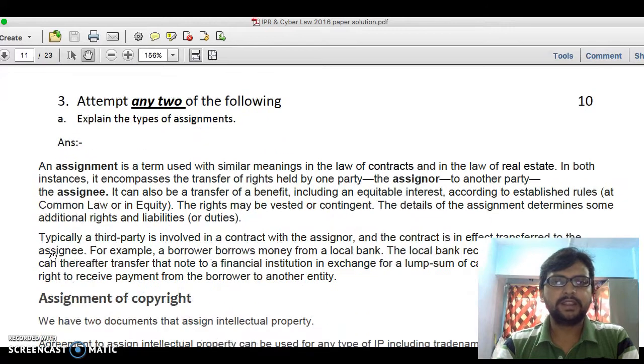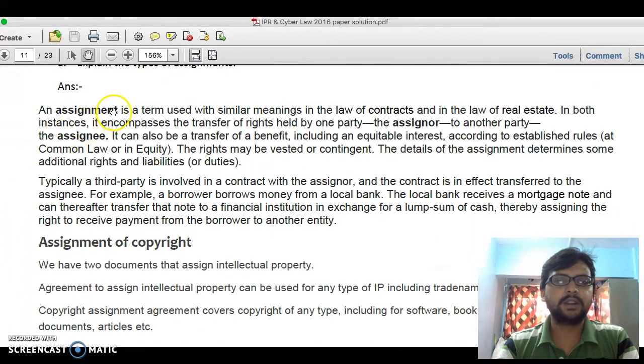Now, in this particular part, we are going to start the discussion about question number 3, sub-question, where we are going to start this particular topic: explain the types of assignments. Assignment means assigning rights of your intellectual property to some other person. I have just listed out the definition.